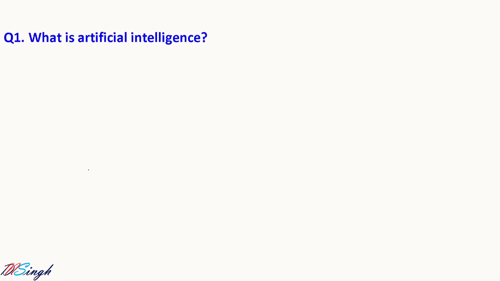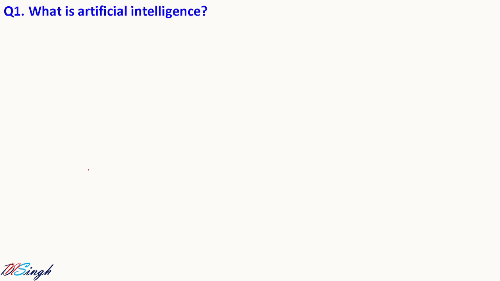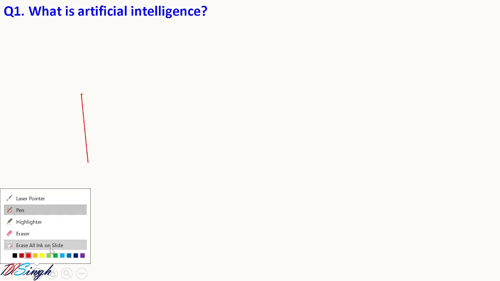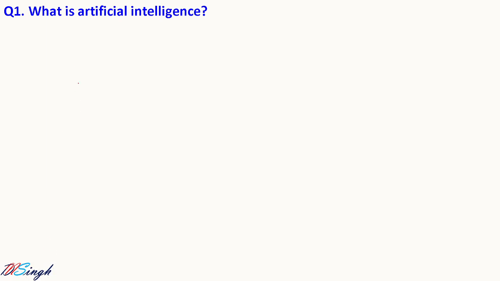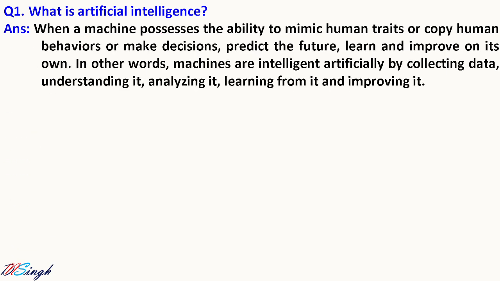So let us go to the question. This is our first question, and it says, what is artificial intelligence? Very first question that comes in our mind while we study this subject. Let us see the definition first. When a machine possesses the ability to mimic human traits, or copy human behavior, make decisions, predict the future, learn and improve on its own, then we call that machine artificially intelligent.